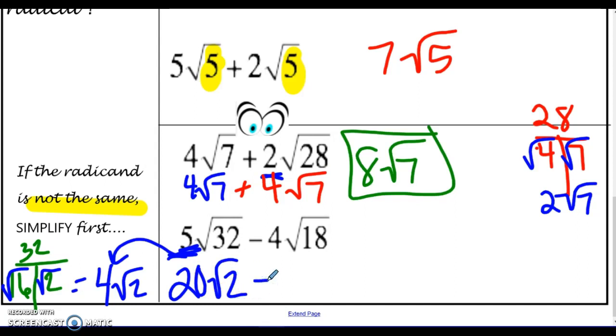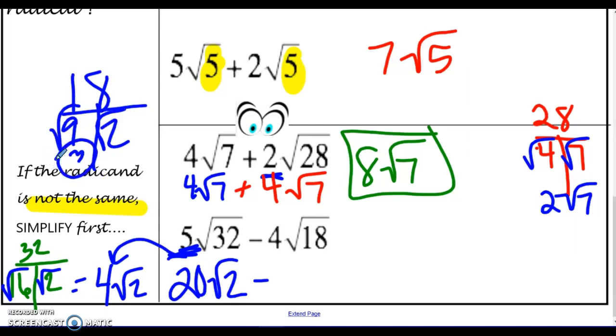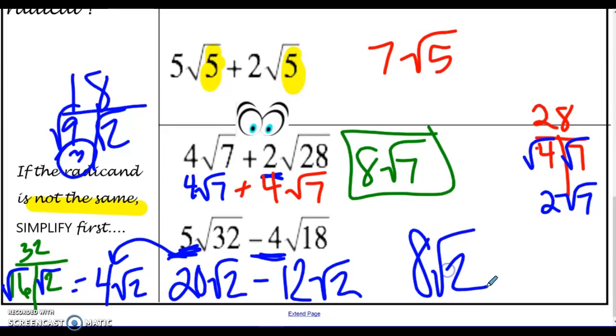Minus, does 2 go into that 18? Yes, 18 breaks into 9 and 2. Perfect. Square root of 9 is 3. Square root of 2, square root of 2. Okay, so I've got 3 square root 2s times the 4, or the minus 4. I already have the minus there. So that gives me 12 root 2's. So now I have 20 root 2's minus 12 root 2's gives me 8 root 2's.